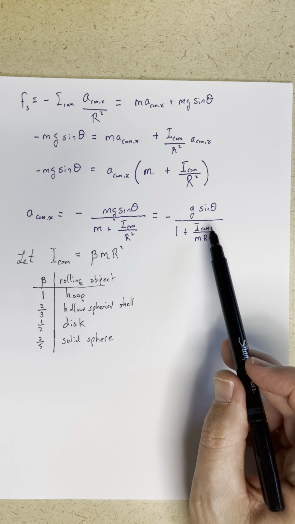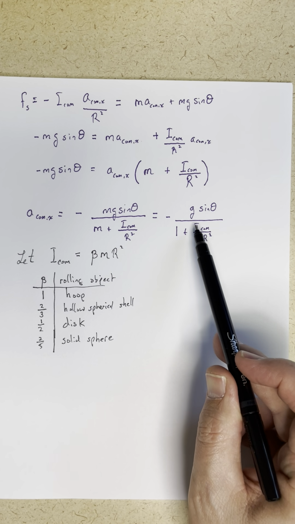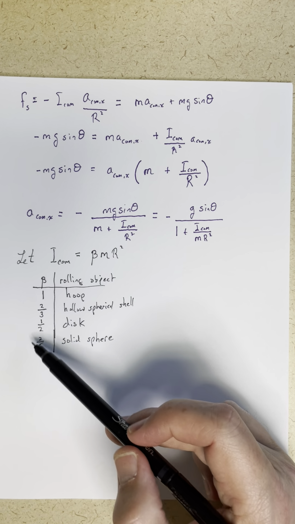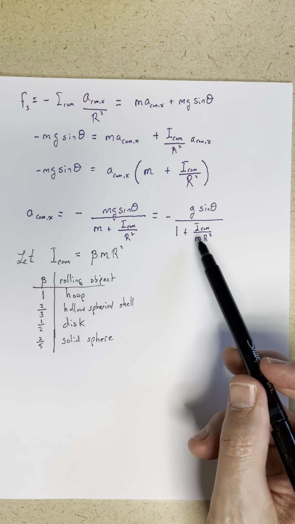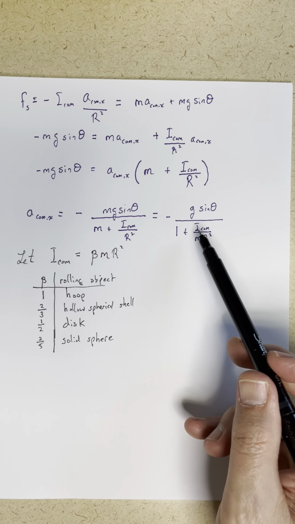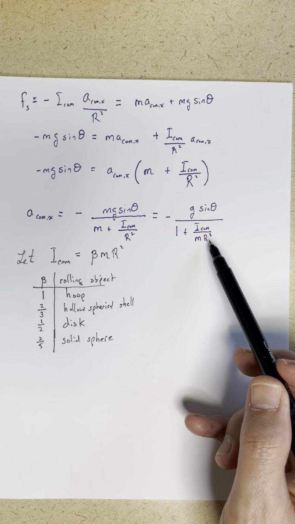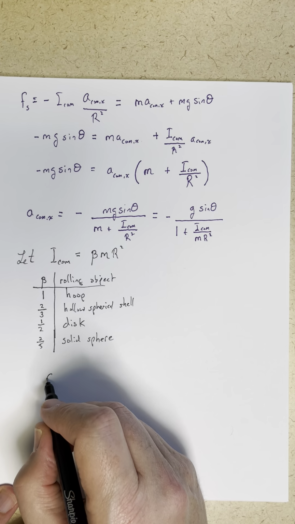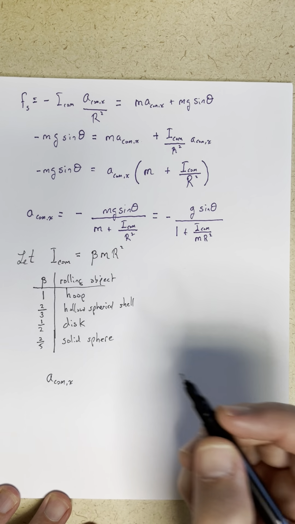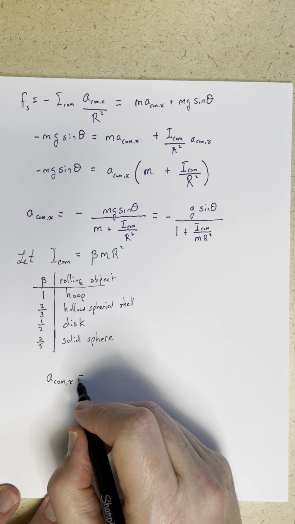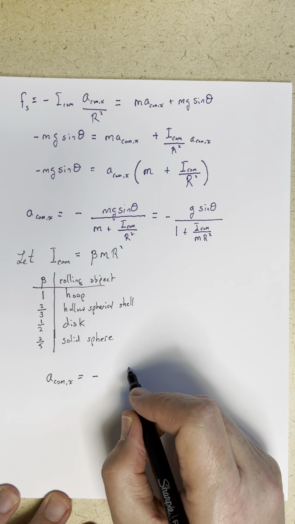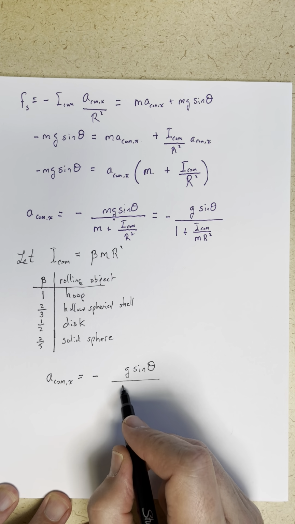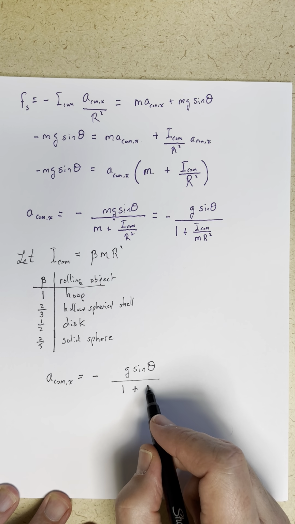So if we think of this parameterized rotational inertia, it will have a dimensionless parameter in front, beta, and then m r squared, but the m and the r squared are canceling out with m r squared in the denominator. And so this will simplify to a nice form. Acceleration of the center of mass, x component, will be minus g sine theta over 1 plus beta.